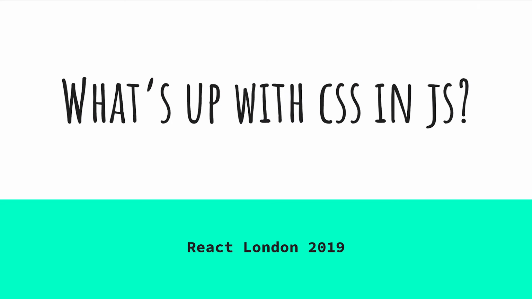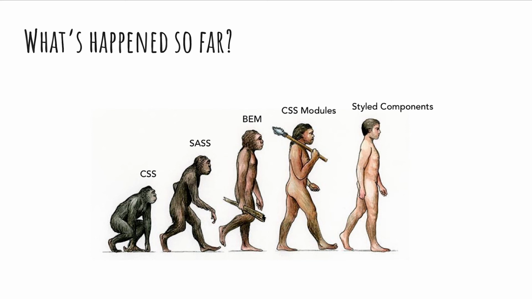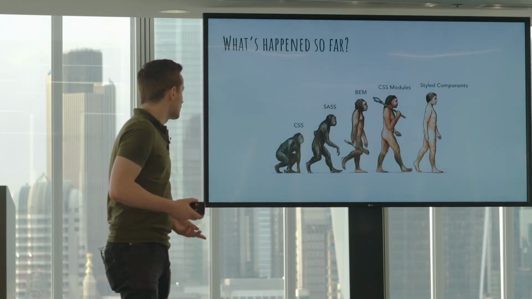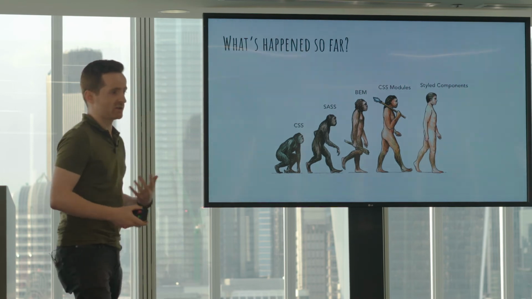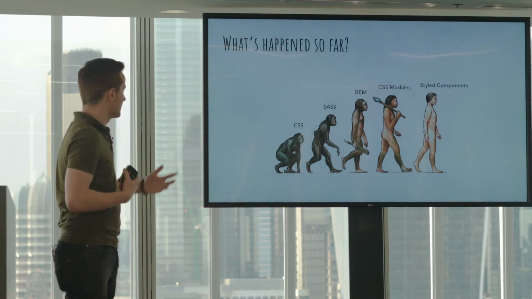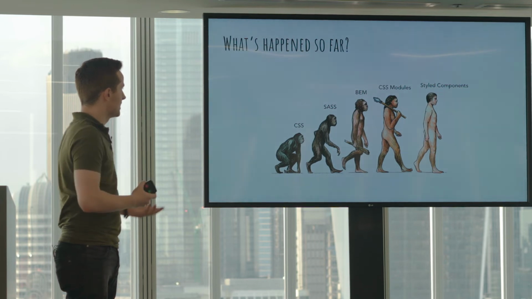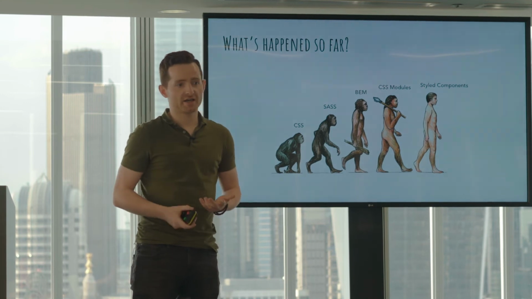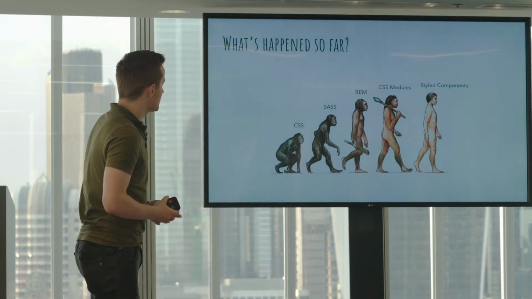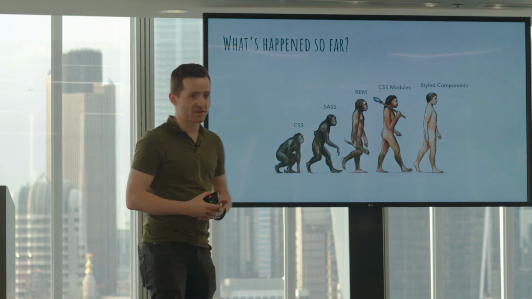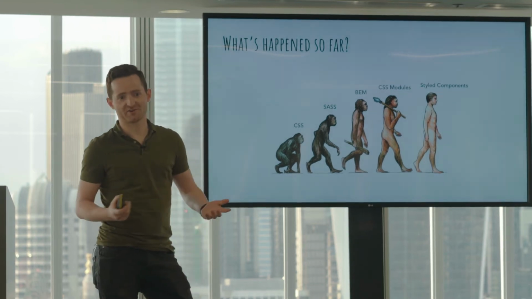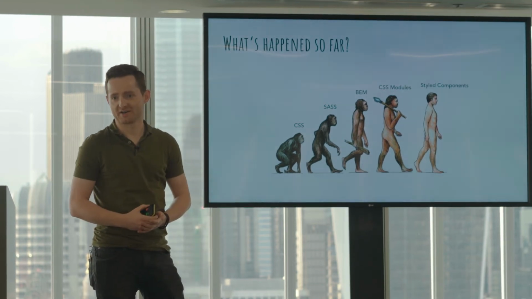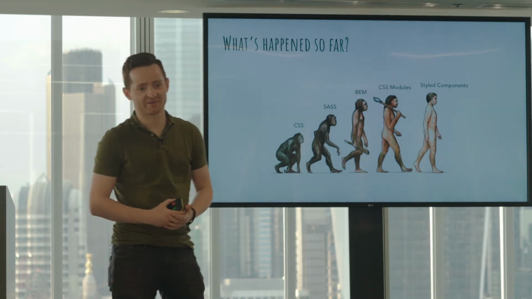So to look at CSS in JS, let's look at where we've actually come from. In the beginning, we had CSS, and I guess even before this, we would have had inline styling. Because of issues to do with reusing code, we came along with Sass and BEM and CSS modules to answer things such as naming collisions and reusability. And now we're at CSS in JS, which people also just refer to as styled components quite a lot of the time, even though there are other libraries out there.